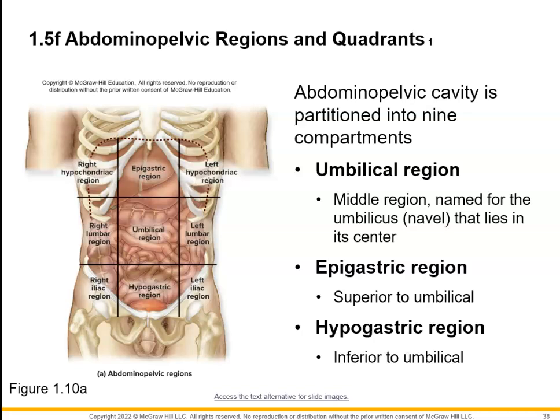You have the right and left iliac region. Iliac refers to a part of the hip. We'll learn that when we get to bones. And then the right and left superior-most regions are called right and left hypochondriac. Now, don't think about your crazy aunt that's sick all the time. That's really not what that word means. Hypo means below. Chondri refers to cartilage.